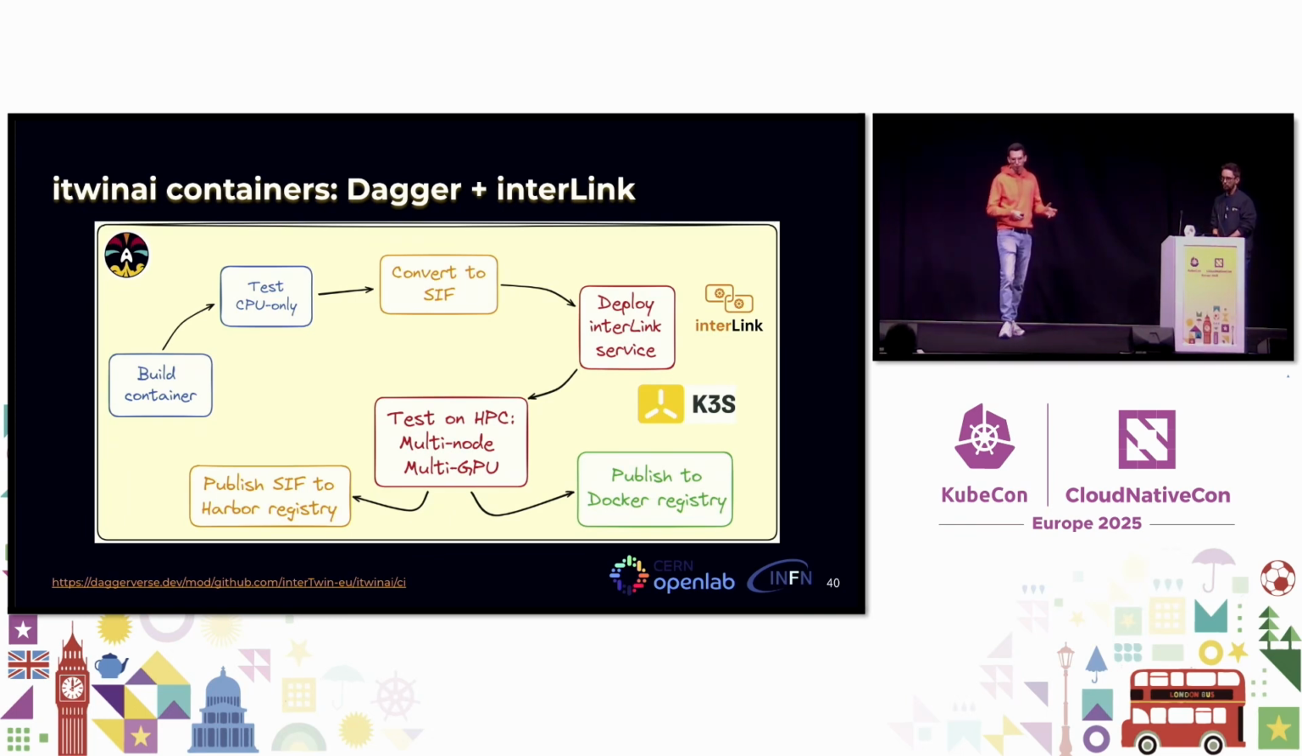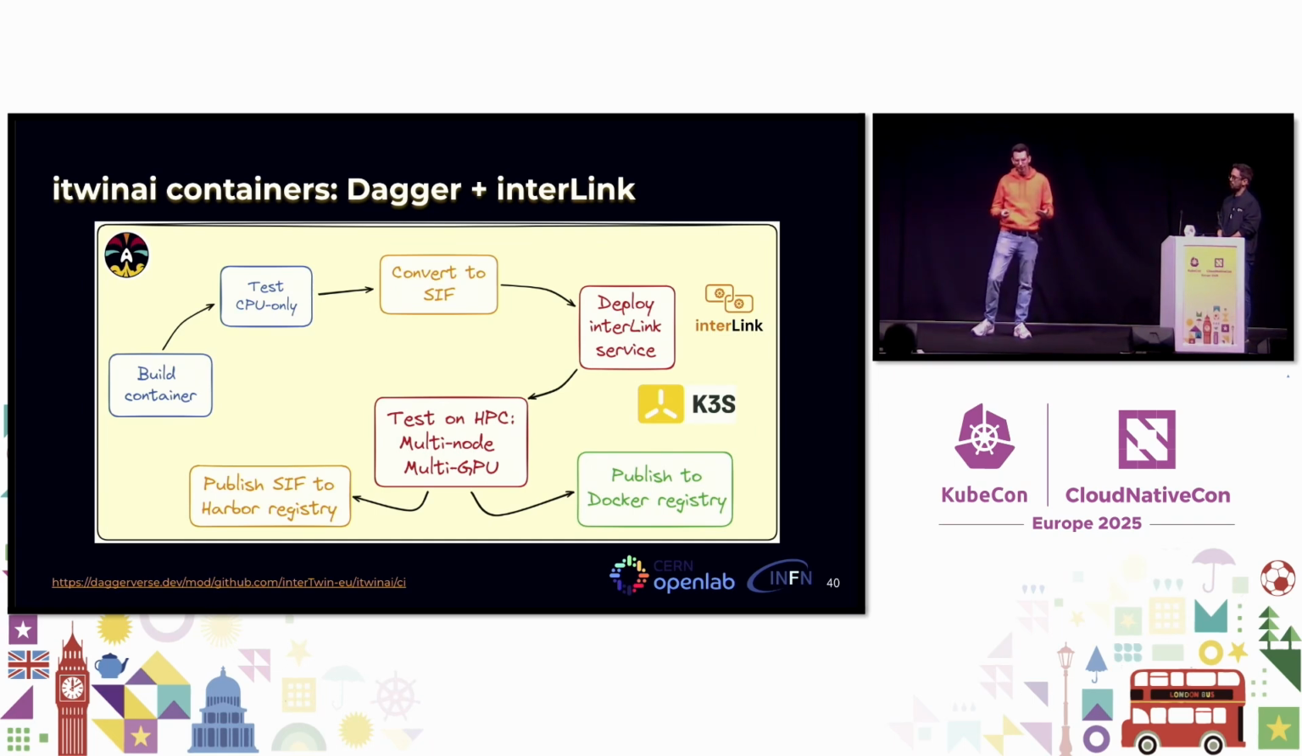First of all, of course, we build a Docker container and we run some unit tests, simple CPU-only tests that can be run on GitHub. Next, we convert the Docker image to a Singularity image file, and we push it to a Singularity registry. It's not shown here. Then we deploy K3s inside the Dagger pipeline on the fly, and on top of K3s we deploy interLink. So now, by magic, we're able to use interLink and submit jobs to HPC within this pipeline. And so the central step in this picture is to actually run the tests on HPC. So we use interLink, we submit the jobs.